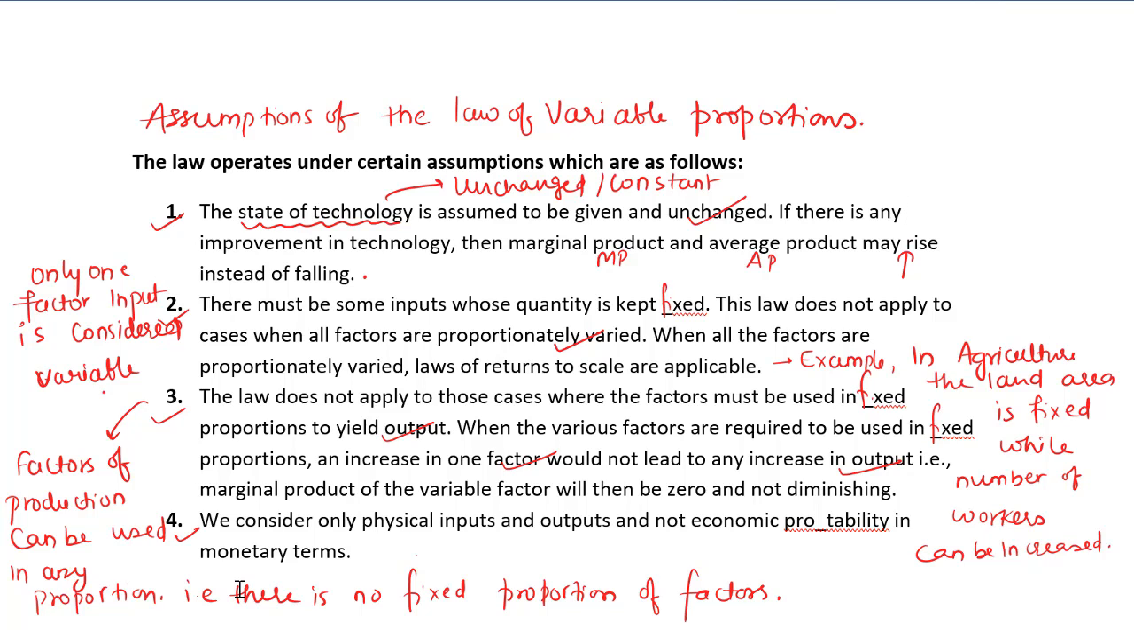We consider only physical inputs and physical outputs and not economic profitability in monetary terms. We see only physical inputs and physical outputs over here. Economic profitability of the firm is not considered in monetary terms. Okay. Let us continue.